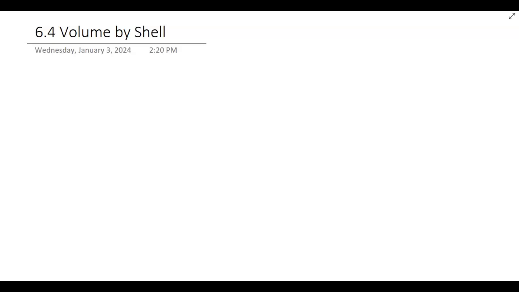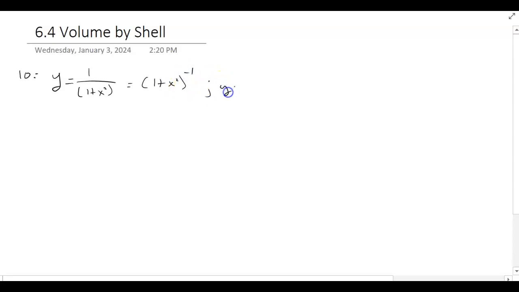So let's suppose I have a curve that is, and this is number 10 in 6.4, so you can see where they're coming from in the textbook. My curve is the function, I'll write it this way: first, 1 over 1 plus x squared, which of course is the same as (1 plus x squared) to the negative 1 power. Y equals 0, x equals 0, x equals 2, but I'm going to rotate it about the y-axis.